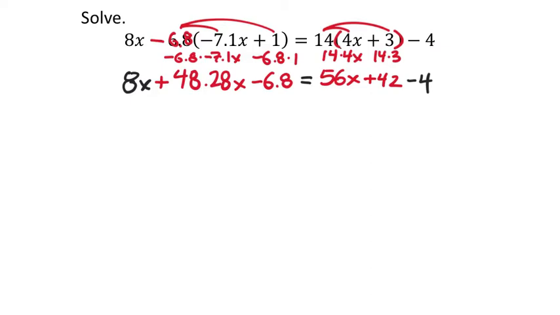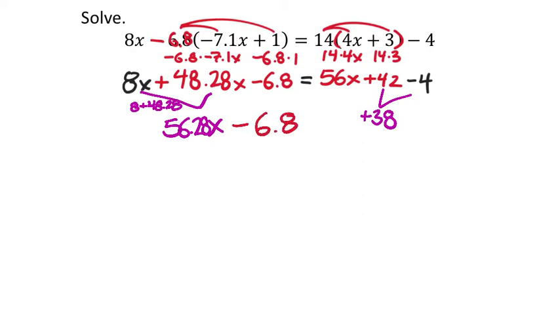So from here, we have an equation, but we do have some like terms that we can combine. I see I've got the x terms right here, which is 8x's plus 48.28 x's. So how many x's is that? It's 56.28 x's. And then on the right side, we got the 42 minus 4, which would be, looks like positive 38. So my new equation, 56.28x minus 6.8 equals the 56x plus the 38. Kind of offset there, but that's okay.